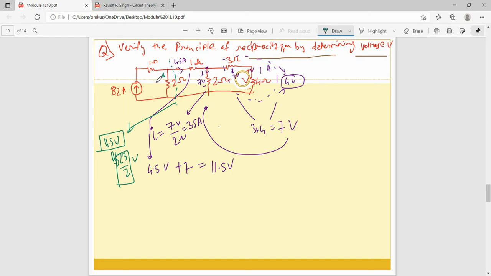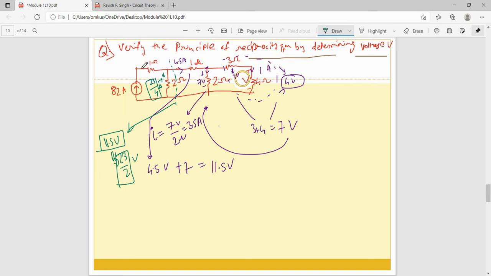What is the current flow for this branch? 23 by 2 is the voltage, divided by this resistance. You are able to find the value of current, so 23 by 4 ampere flowing for this branch. Now once you calculate this value, and you already know the current flowing for this branch is 4.5 ampere, and the current flowing for this branch is 23 by 4 ampere.